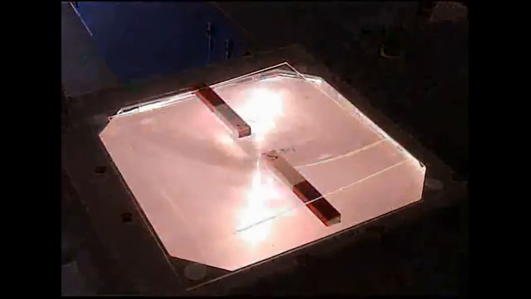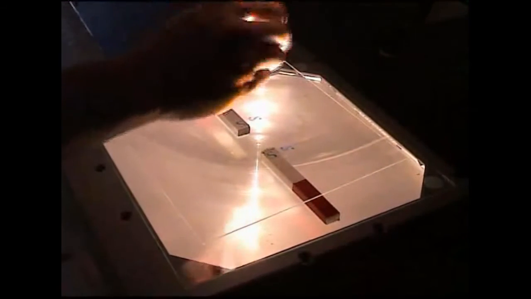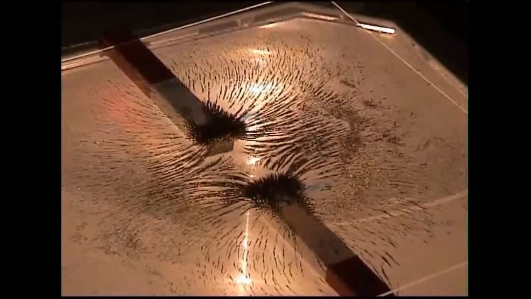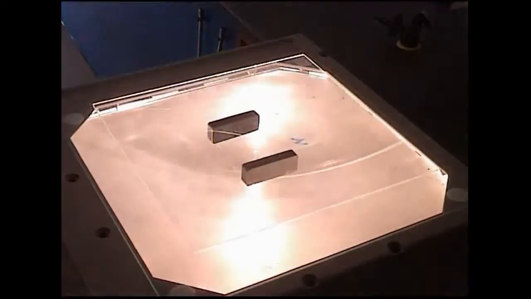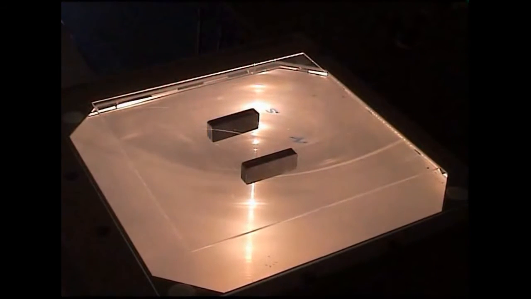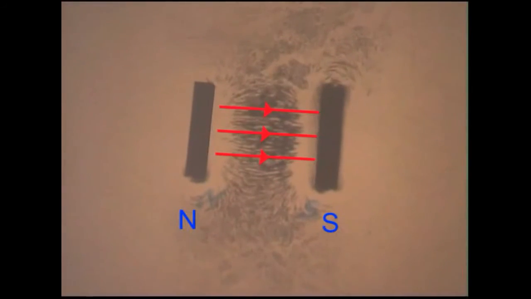Place two bar magnets end to end with like poles facing each other. Sprinkle iron filings onto the board and tap gently to produce a pattern. Place two slab-shaped magnets with unlike poles facing each other. Place a perspex board on top. Sprinkle iron filings onto the board and tap gently to produce a pattern.